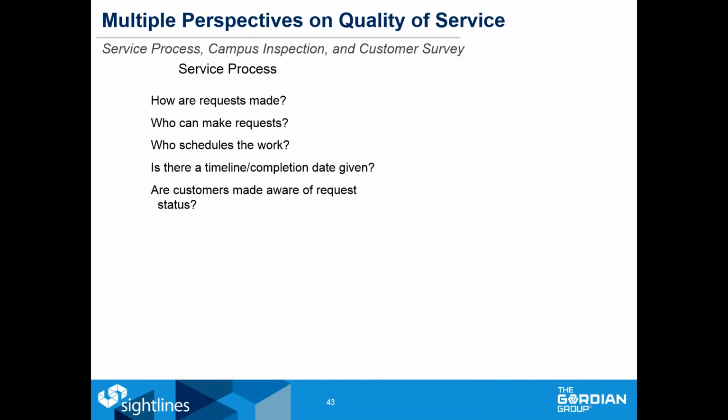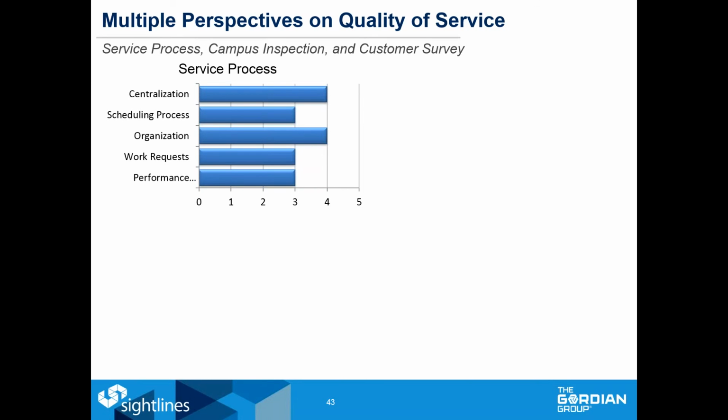We are looking at service, and it's threefold for us. We're looking at the process, we're looking at an inspection score, and we're looking at a customer survey. When we look at the process, we're looking at how our work requests are taken in, who can make requests, who schedules work, is that schedule communicated to the customer, and are customers kept aware of the status of their work? And we compare that across other institutions.